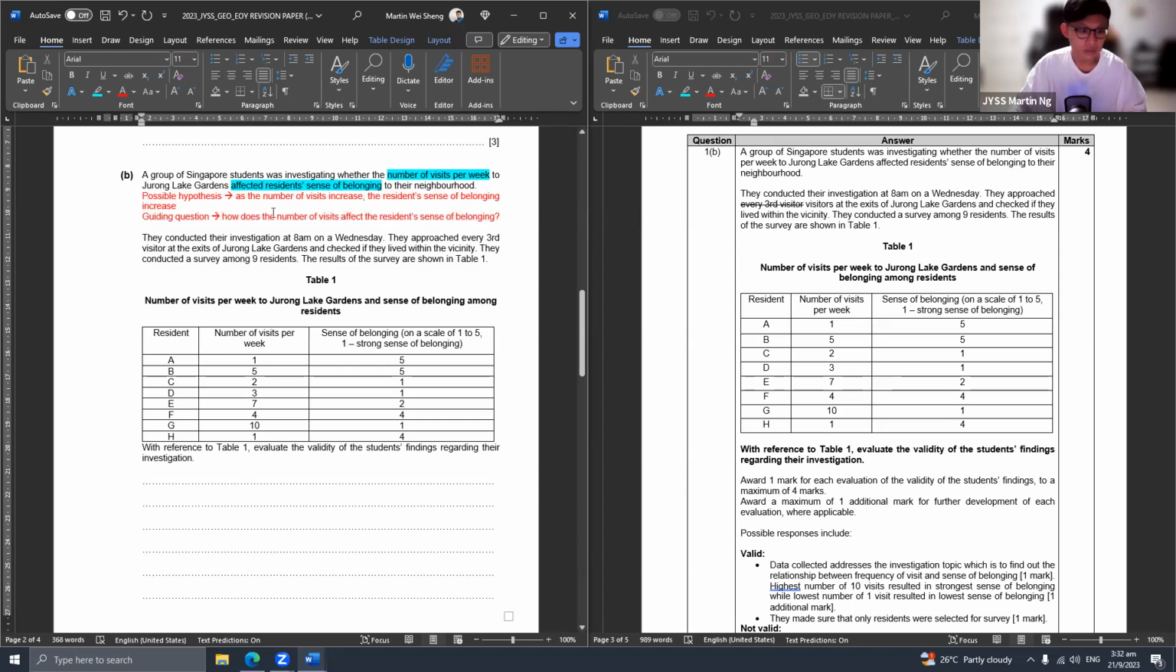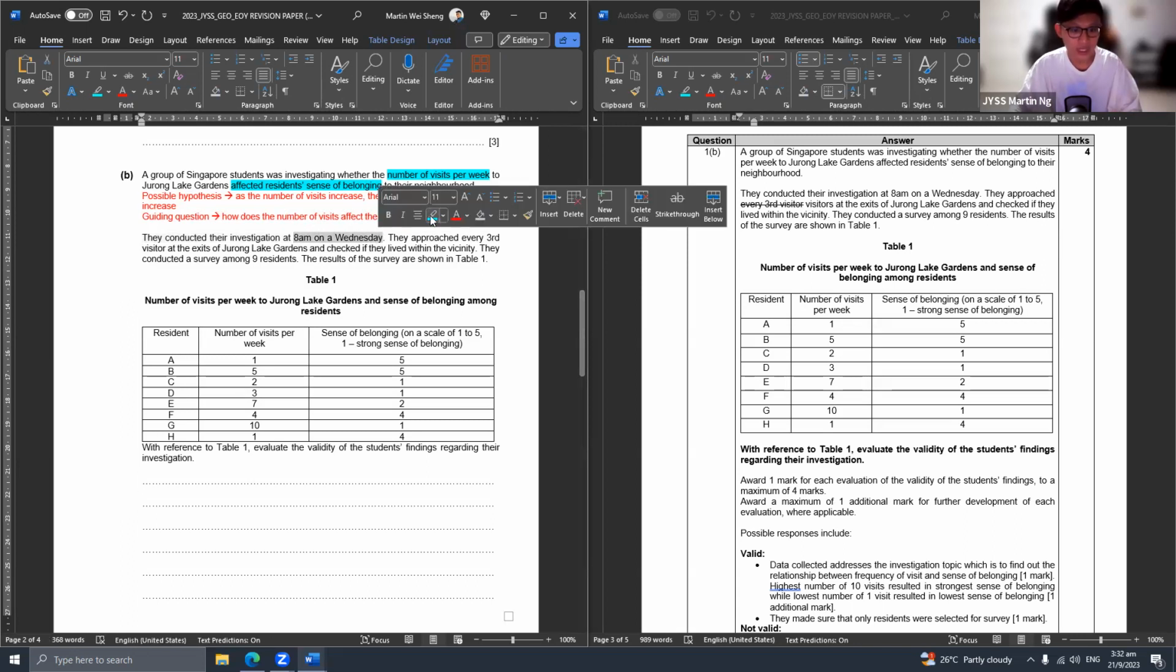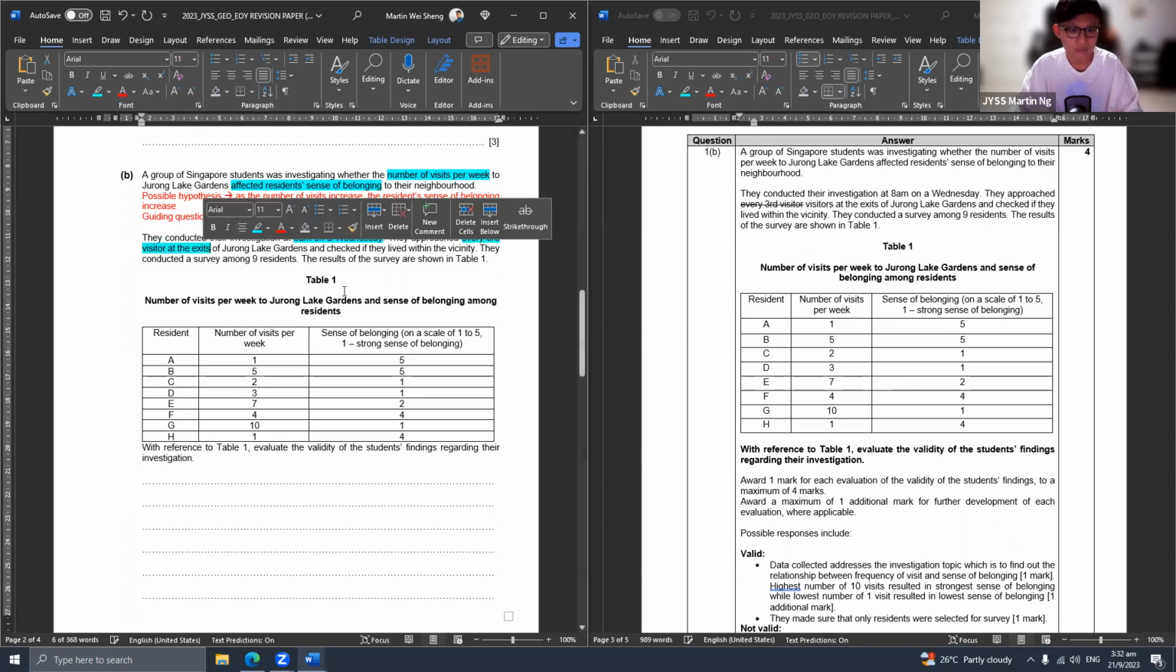Okay, so they conducted their investigation at 8 a.m. on a Wednesday. So it's a weekday and it is in the morning. They approached every third visitor at the exits of Jurong Lake Garden. So basically they wait at the exits of the place, and then every third person that passed by them, they gave the questionnaire survey to the third visitor, all right?